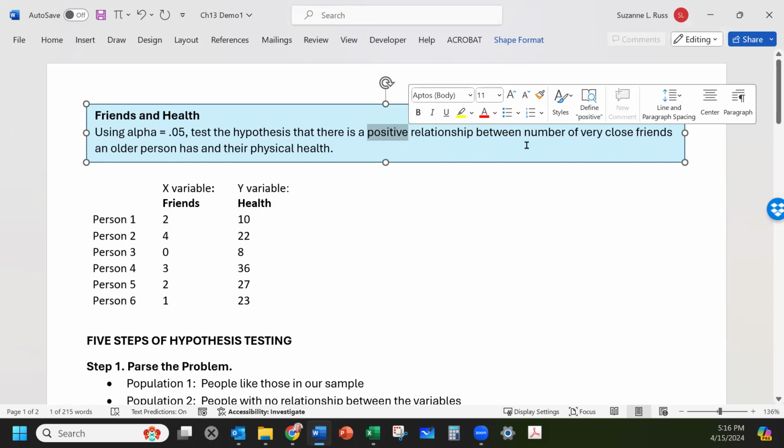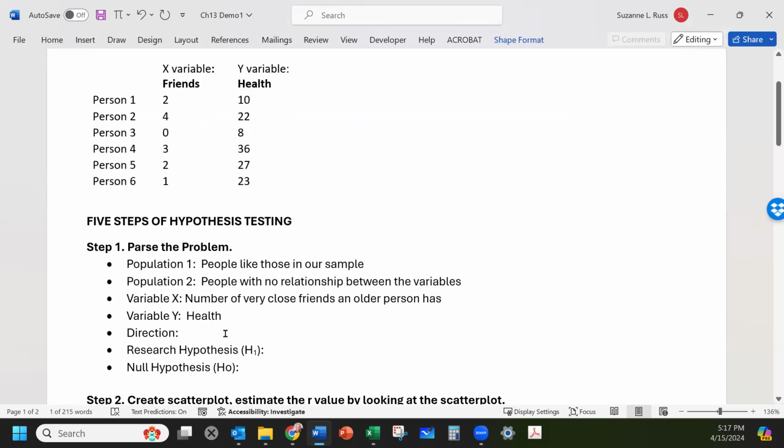And in that case, you'd look to see if they're predicting that as friends increase, health would increase, which would be positive, or that as friends increase, health would decrease, which would be negative. So you'll have to look into the problem to find the direction. In this case, the word positive indicates one-tailed high.